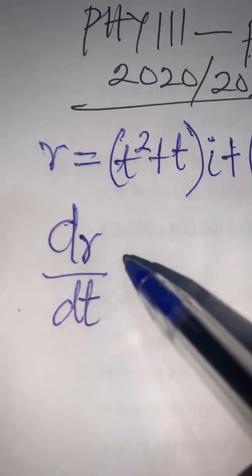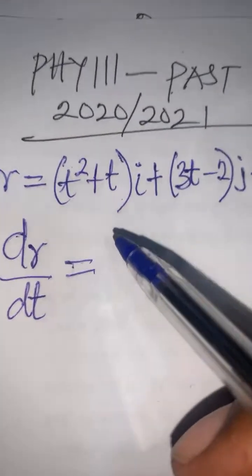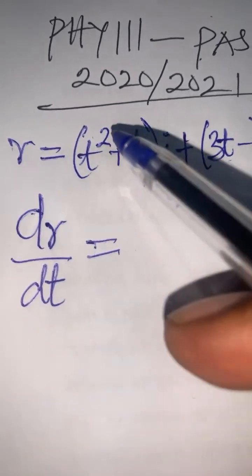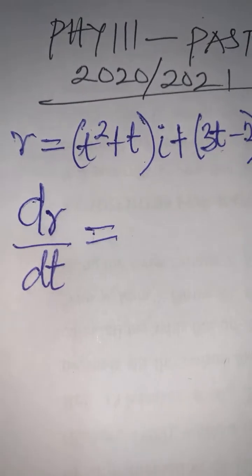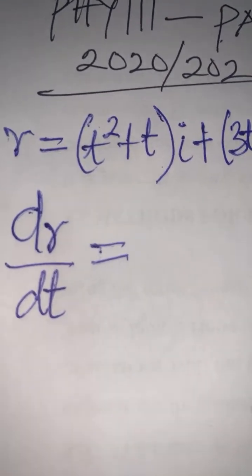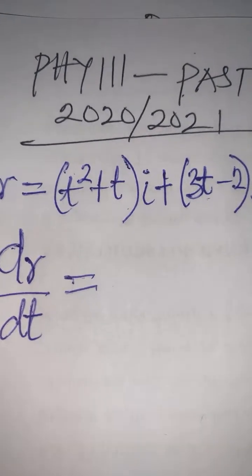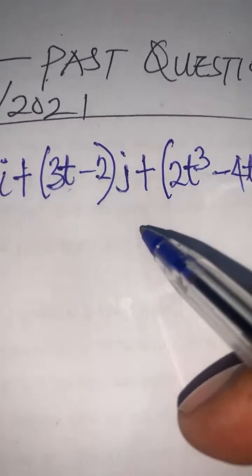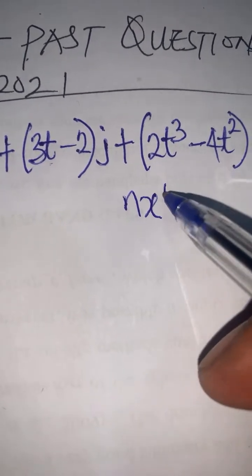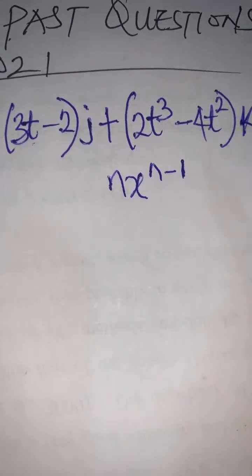So that means that I'm going to differentiate each of these items here. Differentiation of t squared is what? Who can tell us? What is the differentiation of t squared, if you're good in differentiation? While you're telling me, let me write down the formula for differentiation. We have n x to the power of n minus 1. This is the formula of differentiation.